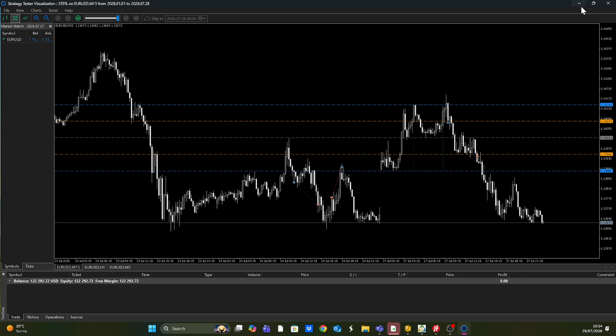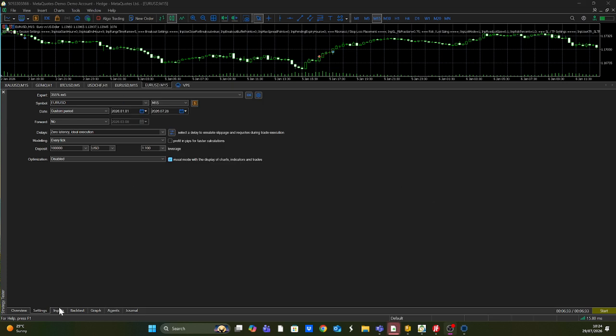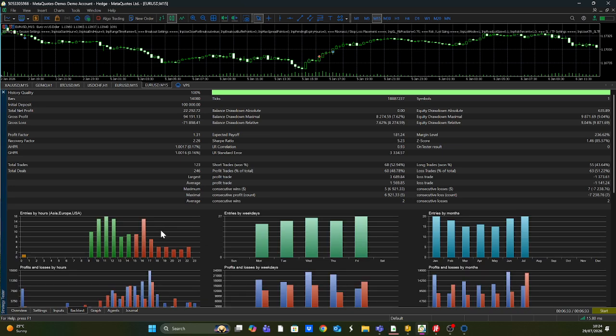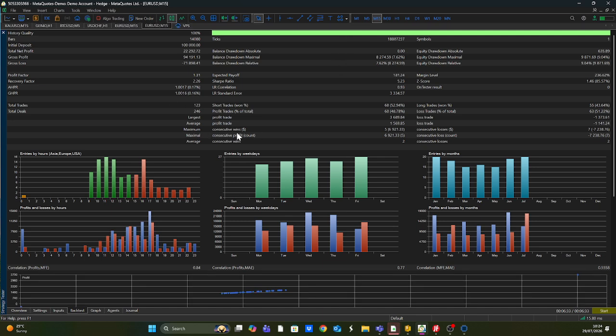So let me quickly go into the statistics for you guys. And yes, it is being done on a demo account because I'm simply testing the strategy. So these are the statistics. So what we get: initial deposit. This is a big problem.